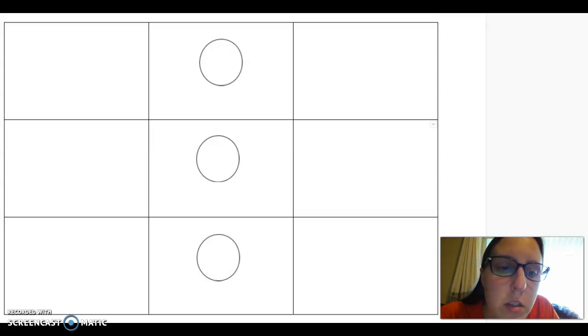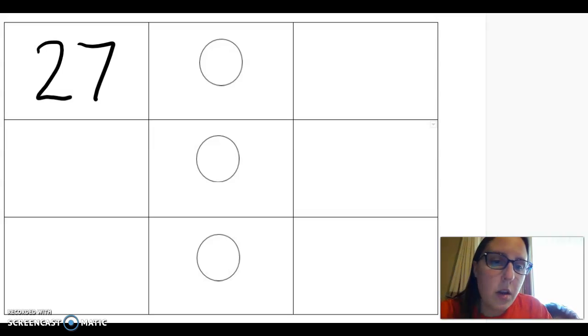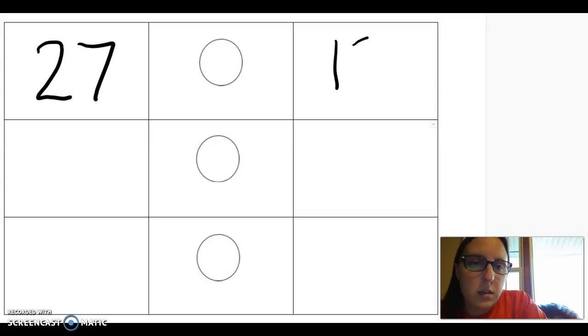Today, what I wanted to do is review our concepts of greater than, less than, and equal to. So I'm going to put some numbers in our rows here, and we're going to compare those numbers. The first number I'm going to write is the number 27. The next number I write is 13.